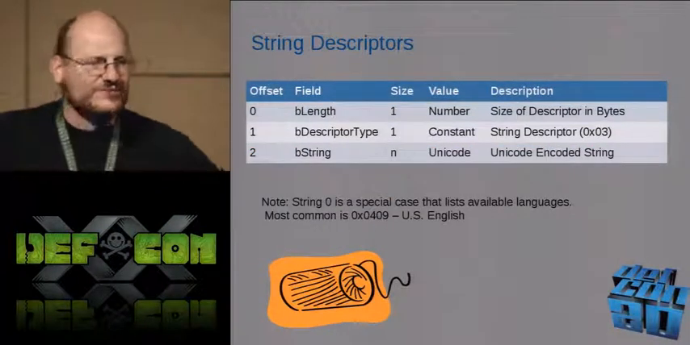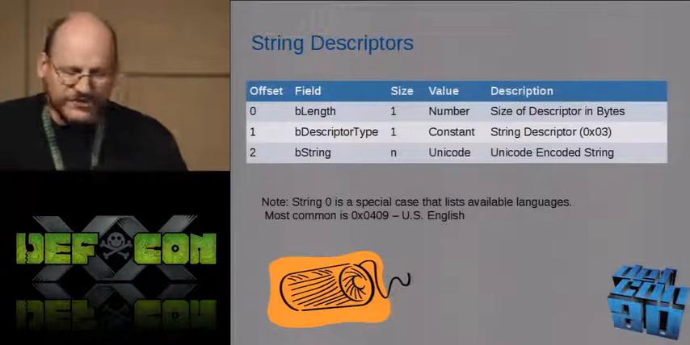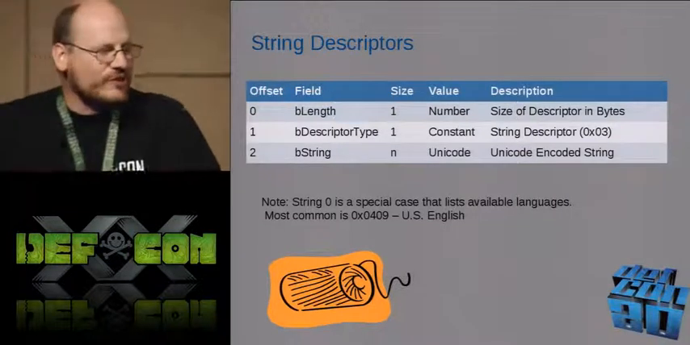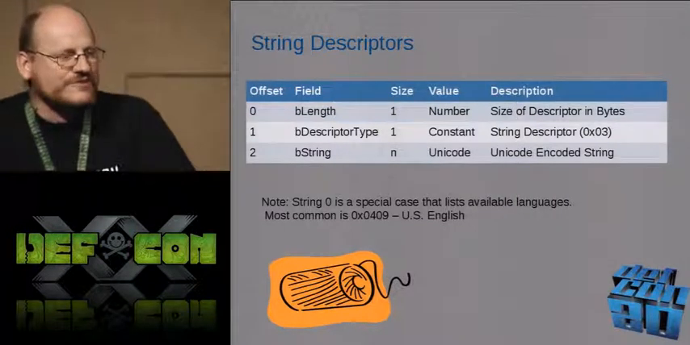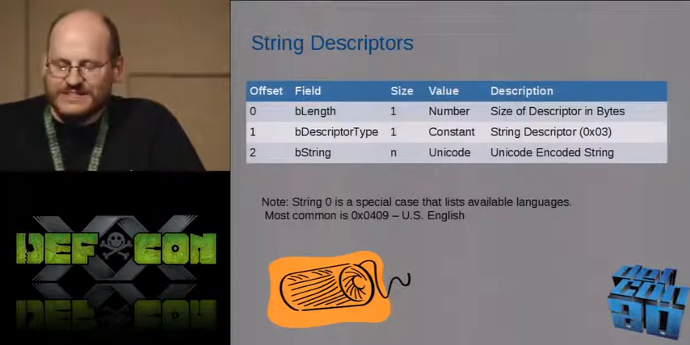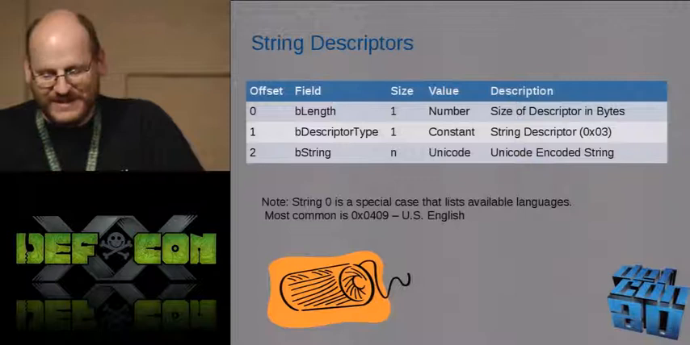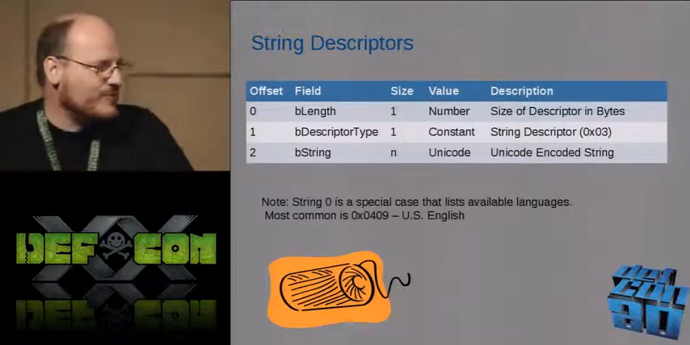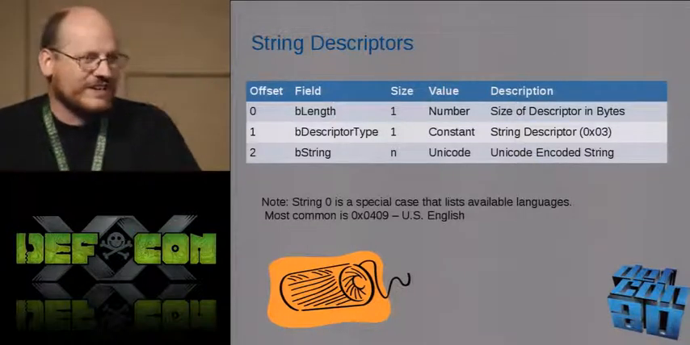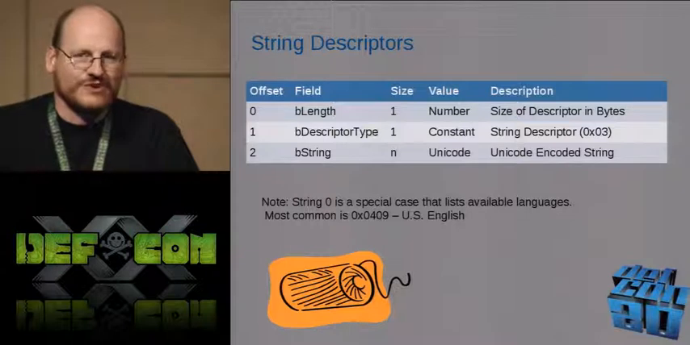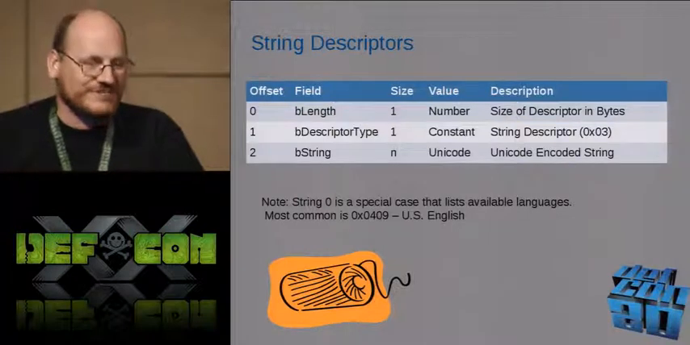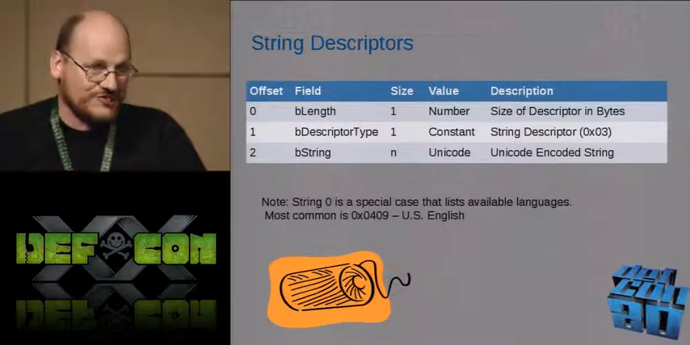And then we have string descriptors. String descriptors give you Unicode text. Again, the first thing it's going to give you is the length. Then it's going to give you the type. It's type 3, it's a string descriptor. And then it's going to give you a Unicode string, which for most of us here is pretty much ASCII text, where every other byte is just 0.